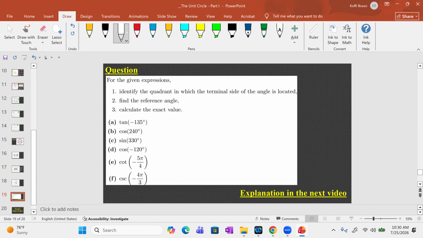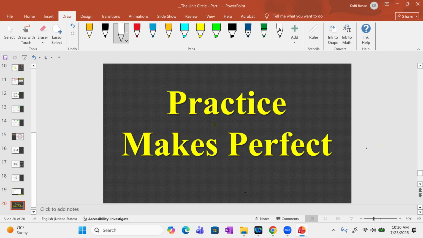Now, this is the question, after we've seen the components and the strategy. Now we'll see how we're going to use that strategy to solve the questions. What we need to do is to try to solve this question on your own, and then you can watch the next video to see the solution. Practice makes perfect. Thank you.